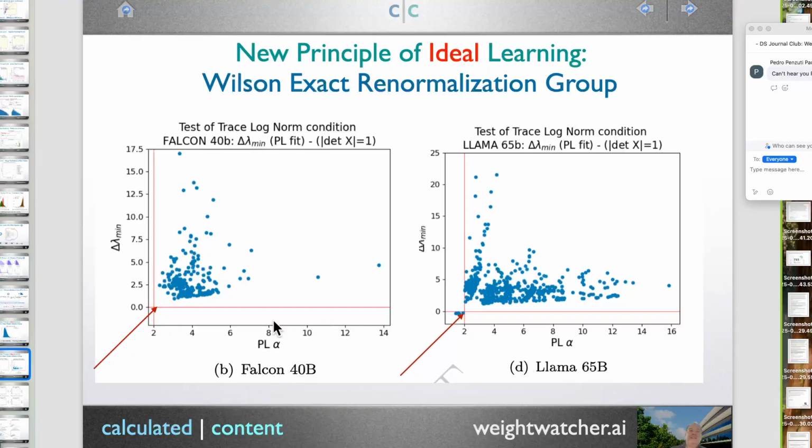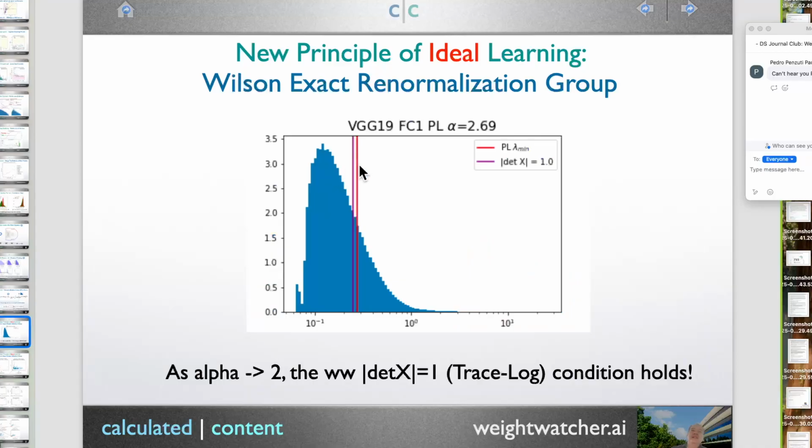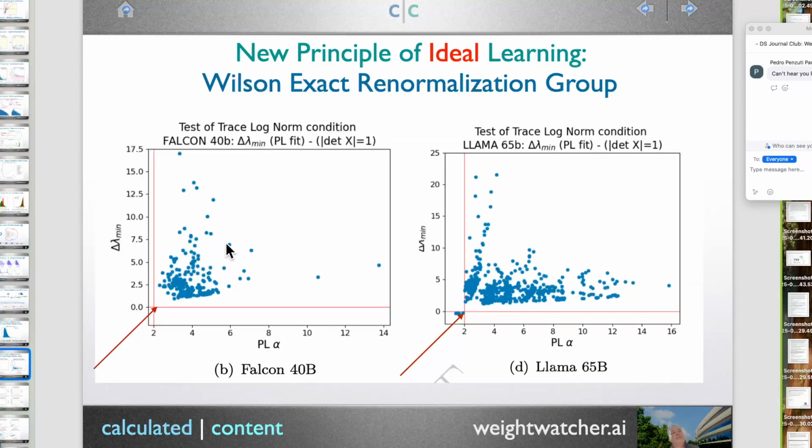You can plot the layer alpha versus this distance, delta lambda min, which is the distance between these two eigenvalues. You can also just count the number of eigenvalues, which is an even better metric. What you find is this distance approaches 0 as alpha approaches 2, and you get this nice funnel plot. If you do it with Llama 65b, you find that there are some alphas right at 2. Remember I told you in the Llama models, the K and Q layers approach 2. They're right in here. And you can see this detX condition is almost perfectly satisfied.